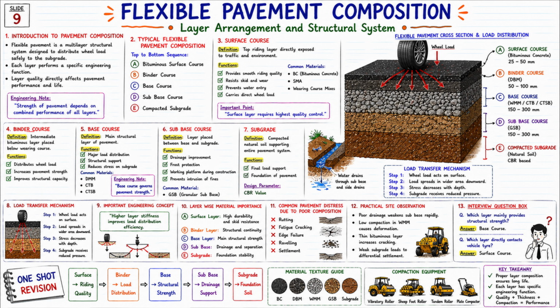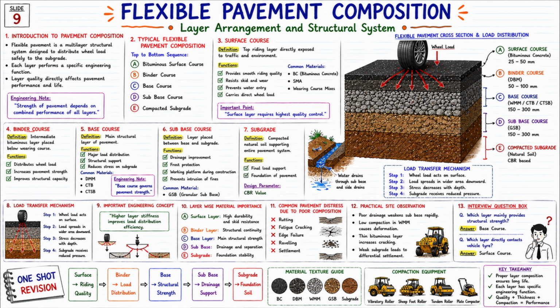Surface course is directly exposed to traffic and environment. Its main functions: providing smooth riding quality, providing skid resistance, preventing water entry, direct wheel load carrying. Now look at the common materials. BC means bituminous concrete. SMA means stone matrix asphalt. And wearing course mixes. Now see the important points below. Surface layer requires highest quality control, because this layer directly faces the traffic.